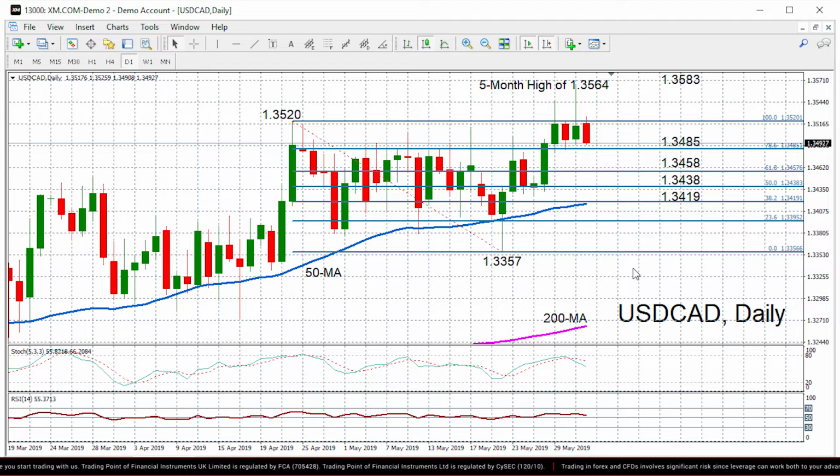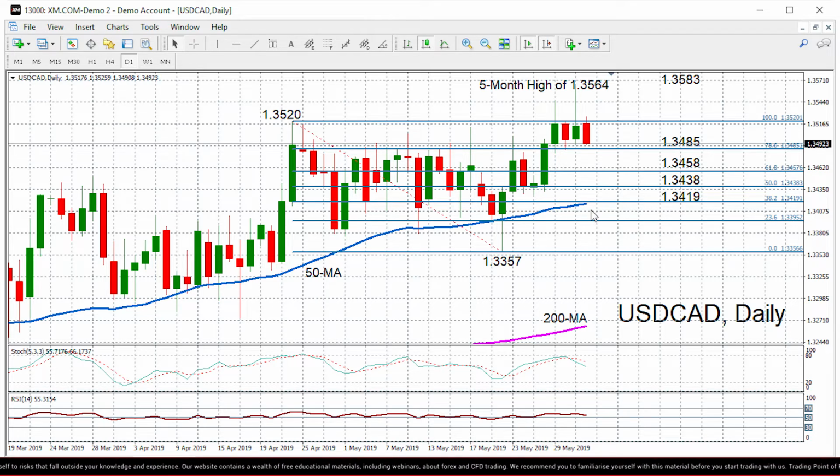But if we do see the positive momentum weaken further, we're likely to see support coming at 1.3485. That's a 78.6% Fibonacci. And then we've got 61.8% and 50% Fibonacci levels at 1.3458, 1.3438 before prices head towards the 50-day moving average at 1.3419.